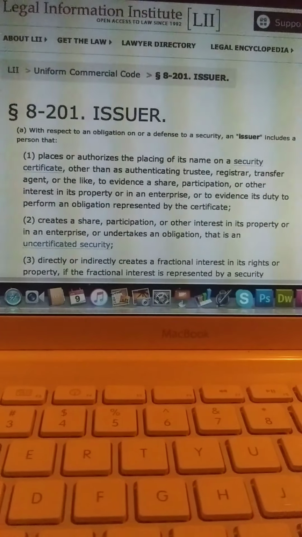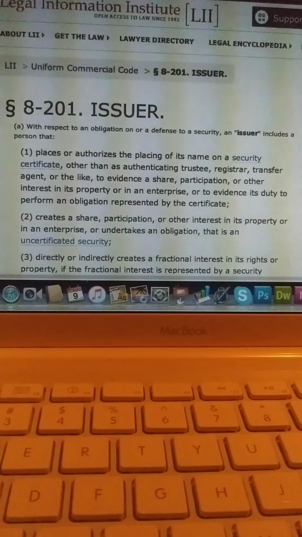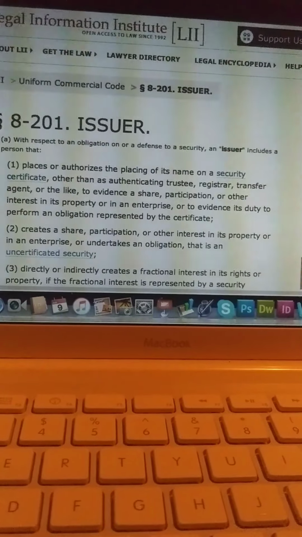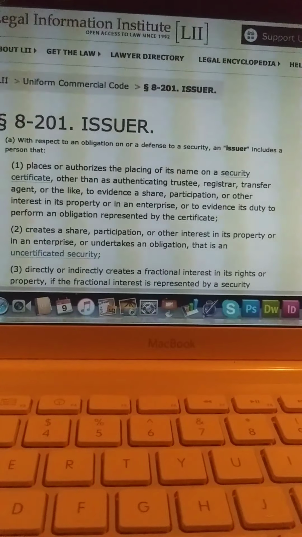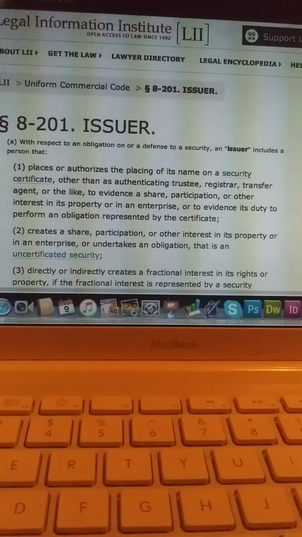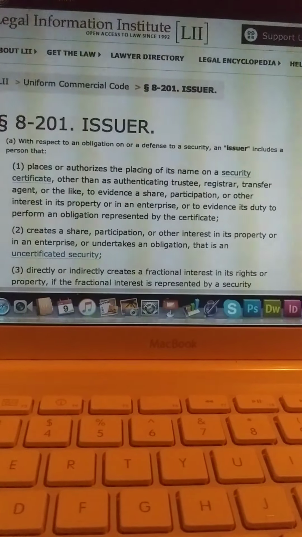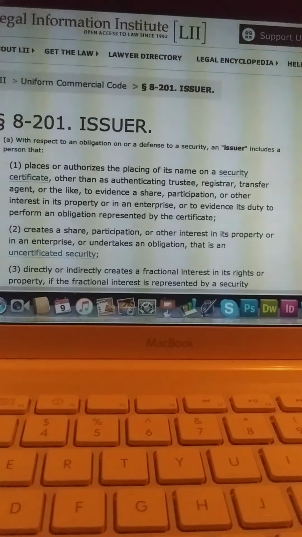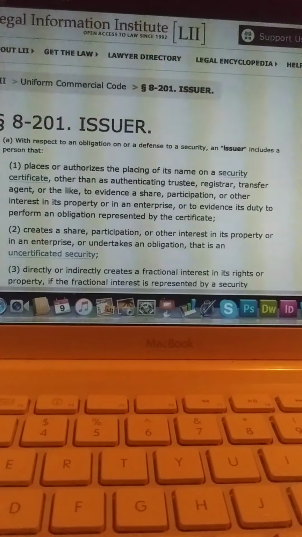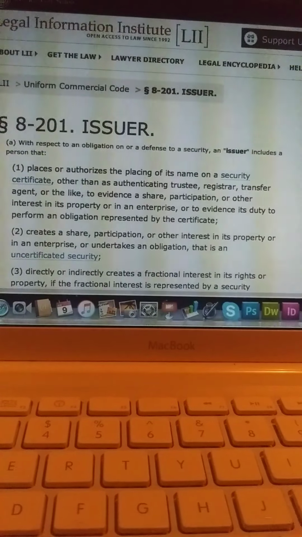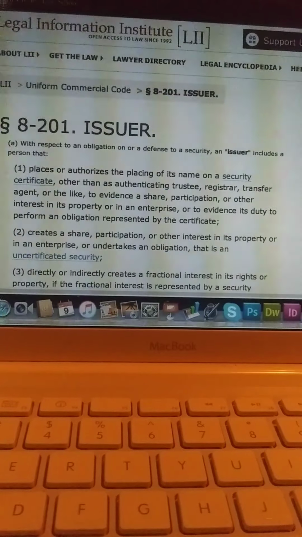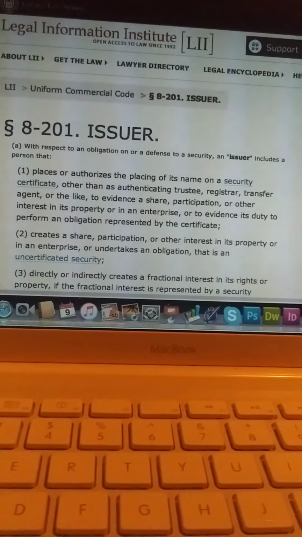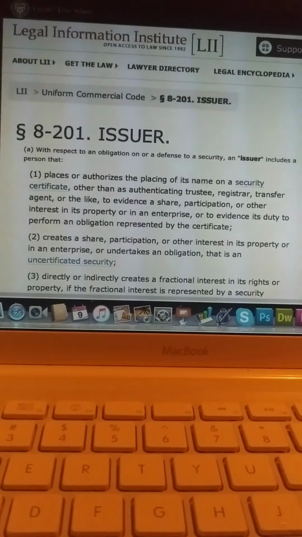Issuer. A. With respect to an obligation on or a defense to a security, an issuer includes a person that: 1. Places or authorizes the placing of its name on a security certificate, other than as authenticating trustee, registrar, transfer agent, or the like, to evidence a share, participation, or other interest in its property or in an enterprise, or to evidence its duty to perform an obligation represented by the certificate.